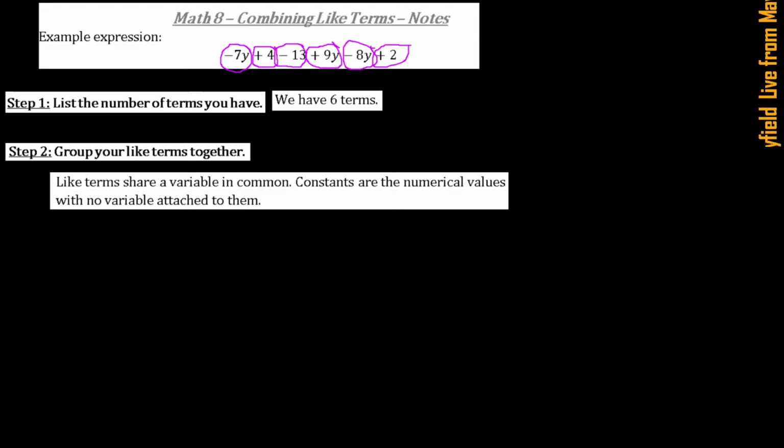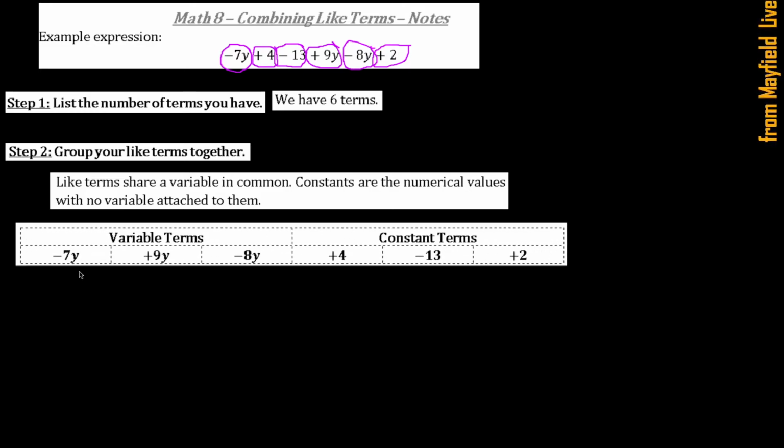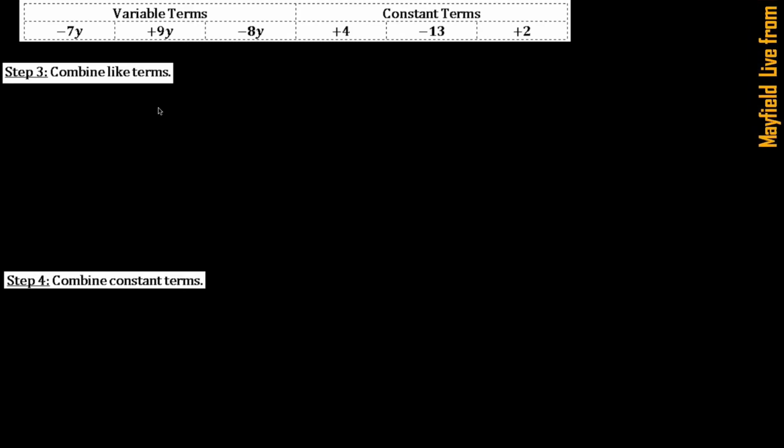So let's go ahead and group those together. Our variable terms are going to be on the left here. So I have negative 7y, positive 9y, and negative 8y. Those are going to go together. And then our constants are just those integers. So we're going to have positive 4, negative 13, and positive 2. Alright, so now what are we going to do? Well, we can combine those like terms and see what we get. We have those constants and variable terms above, and we want to combine those like terms.